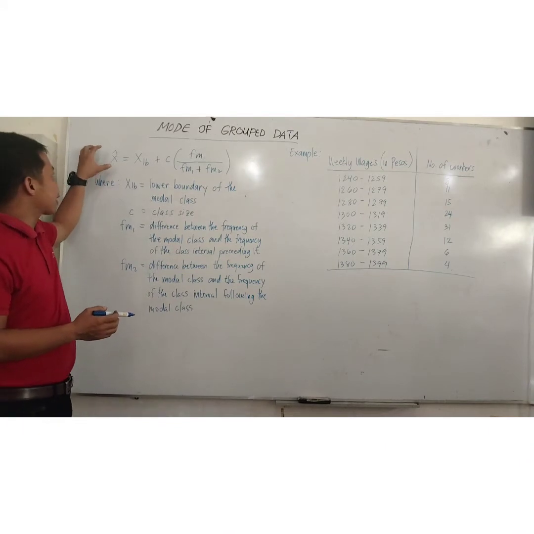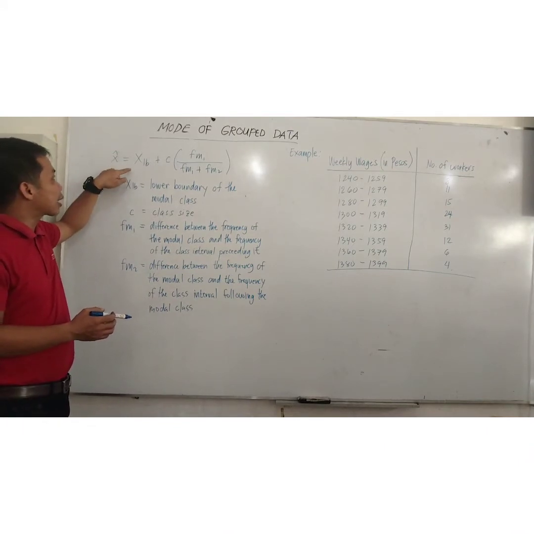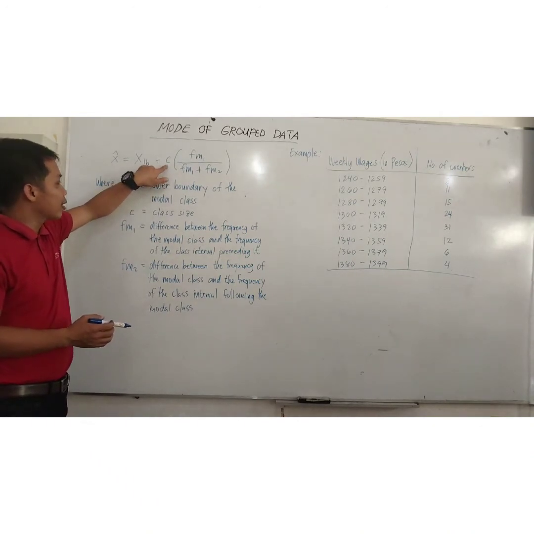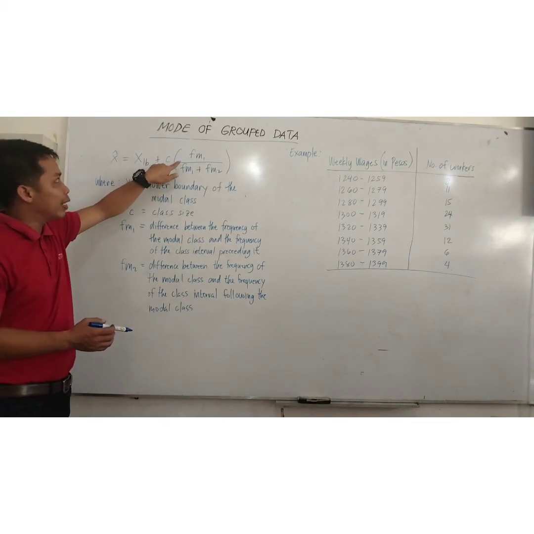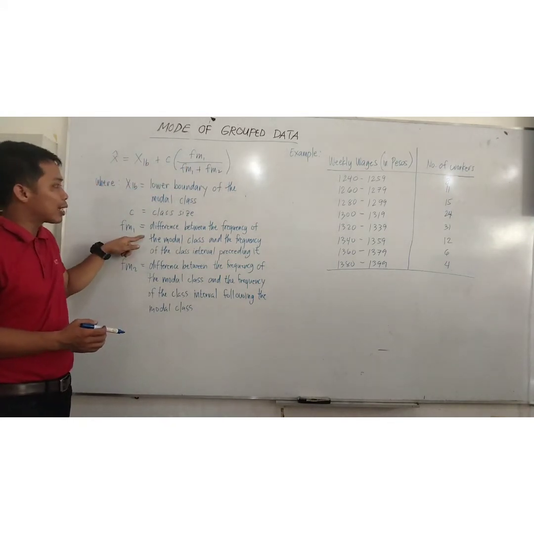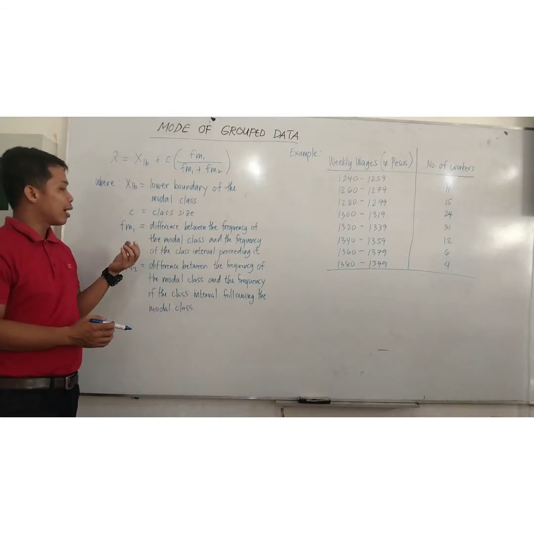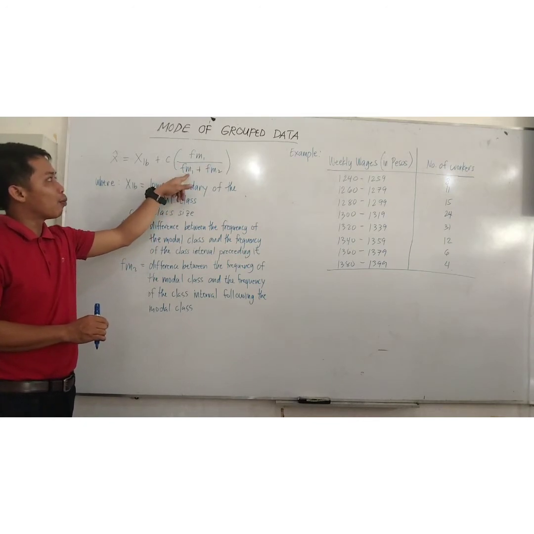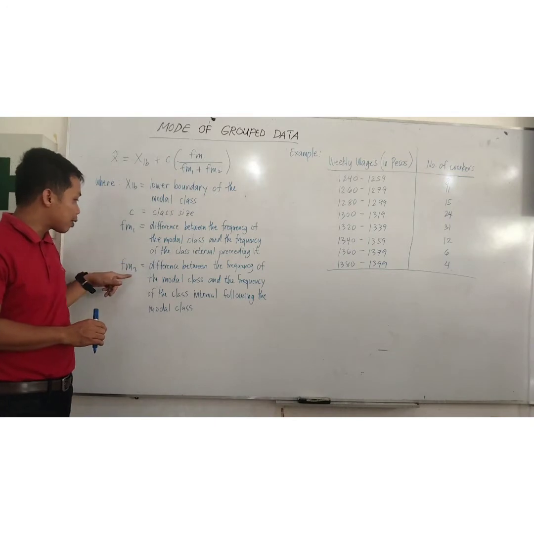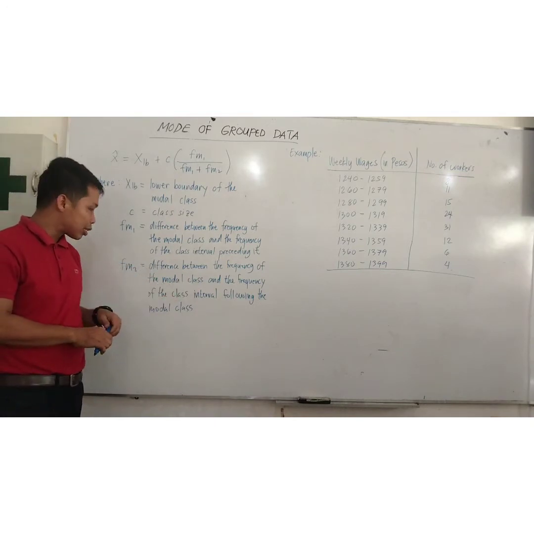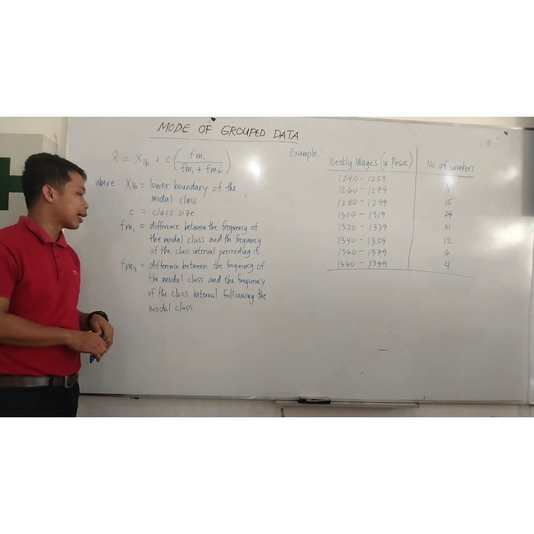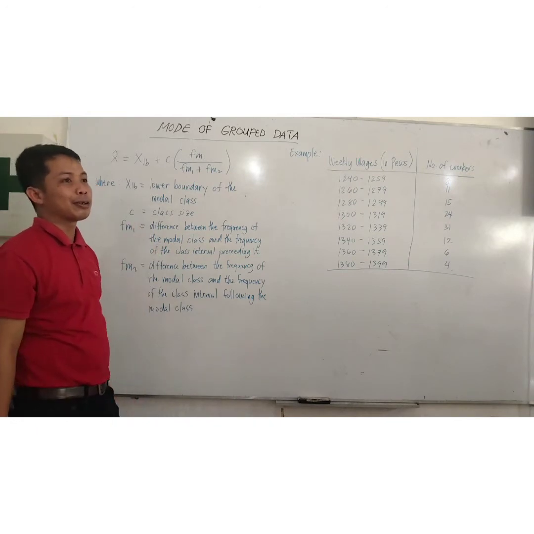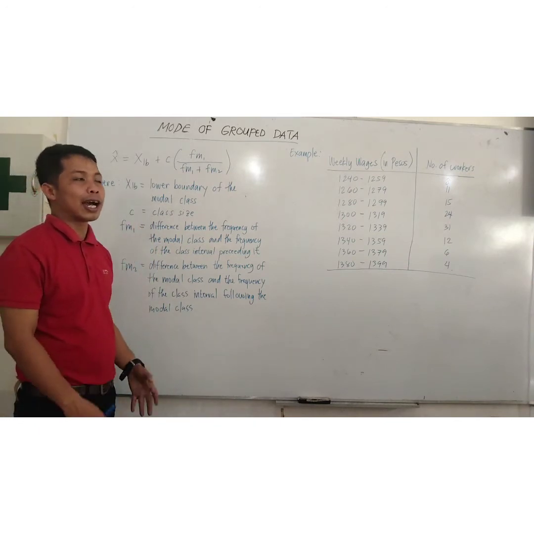Yung formula natin, x hat, which is the mode, equal to x sub LB, which is the lower boundary of the modal class, plus C, which is the class size, times the quantity fm sub 1, which is the difference between the frequency of the modal class and the frequency of the class interval preceding it, over fm sub 1 plus fm sub 2. Our fm sub 2 is the difference between the frequency of the modal class and the frequency of the class interval following the modal class. So, para maintindihan natin kung paano i-solve yung mode ng ating group data.